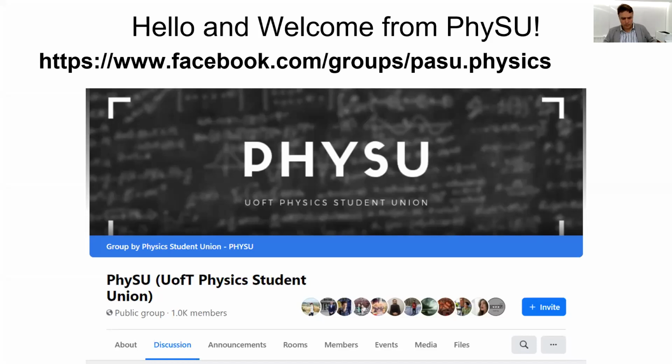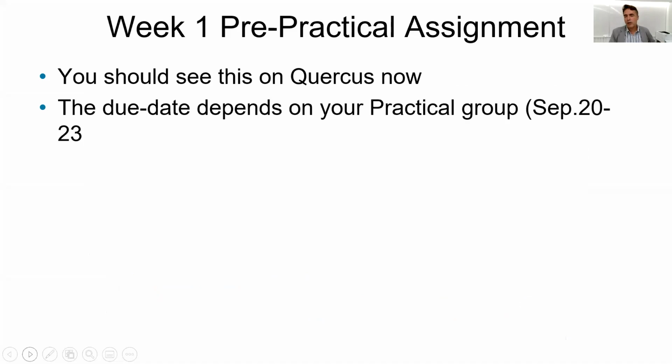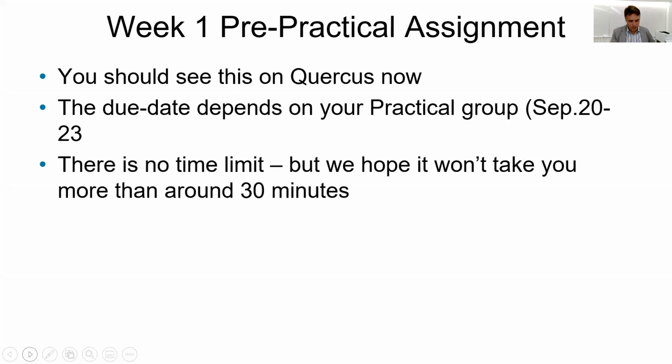Okay, I'm not seeing any raised hands at this moment. So I've been noticing on the Piazza there's a lot of questions about the week 1 pre-practical assignment. You should see this on Quirkus right now. There is a different due date depending on which practical section you're currently signed up for, but September 20th is the earliest deadline, or it might be as late as September 23rd.